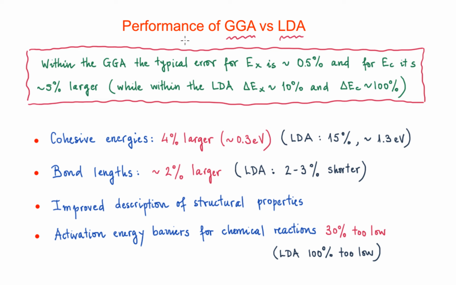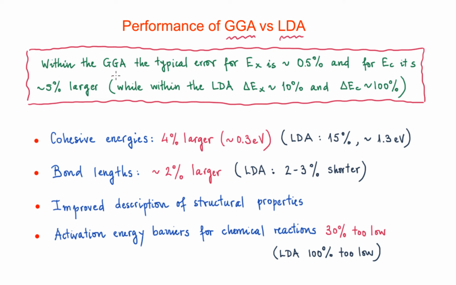So here we're going to summarize the practical performance of the GGA, in order to analyze different properties of different systems versus the performance of the LDA. And I think the key feature of the improvement of the GGA with respect to the LDA is included here in this square.